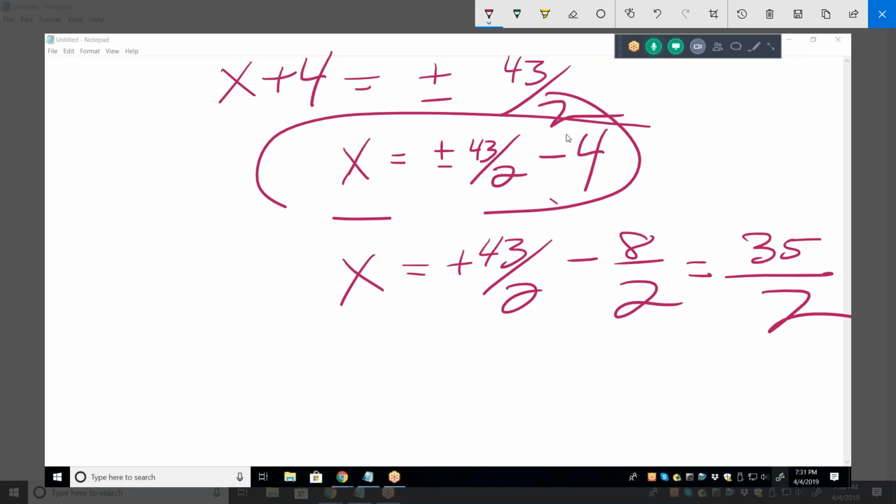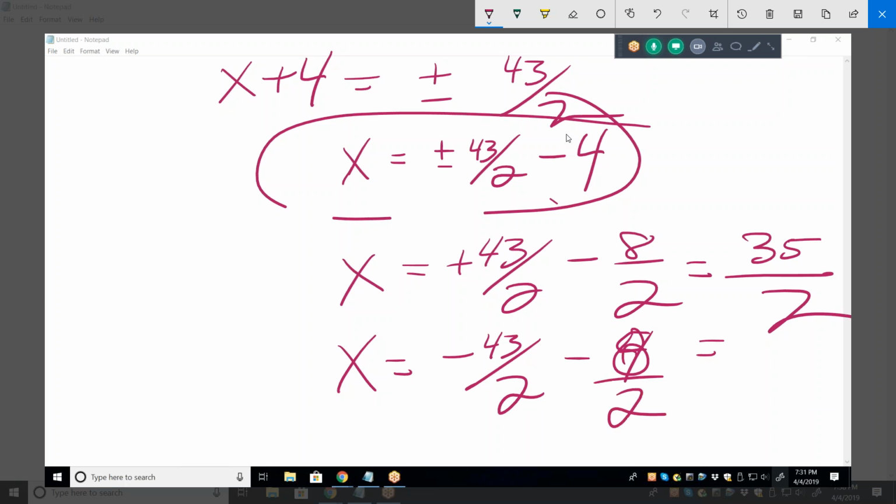That's one solution. The next solution is minus 43 halves minus 4. Again, 4 is how many halves? 4. Or 8, sorry. That's all right. Now do that math. You have a common denominator.